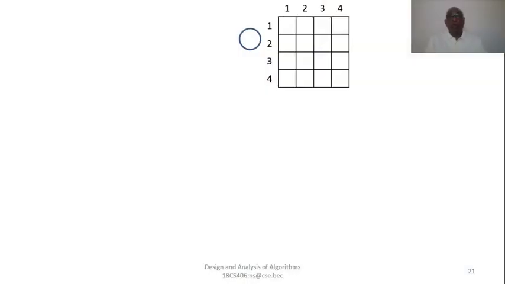So we start at the root node. The root node represents the empty board configuration and the root node is at level 1. So the value of k is equal to 1, as we said in the previous lecture.